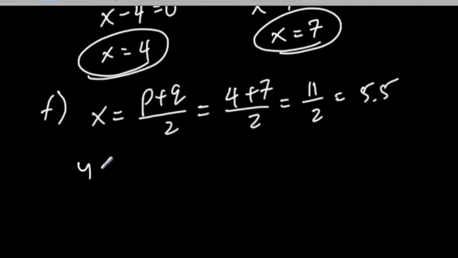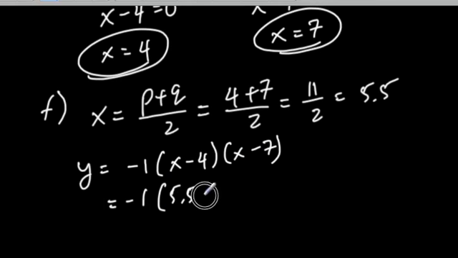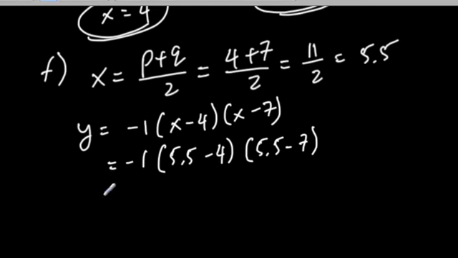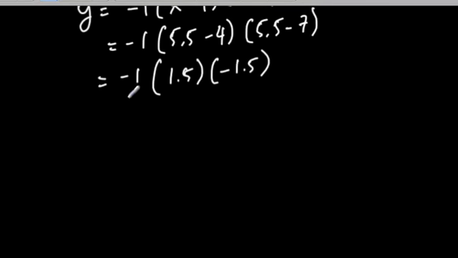Now if we want to find the y-coordinate, we simply take the x and plug it into the equation. So it's negative 1, x minus 4, x minus 7. And we're just going to take this 5.5 and plug it into each of these x's. So it's going to be negative 1, 5.5 minus 4, and 5.5 minus 7. Let me just scroll down here. So it's negative 1, 5.5 minus 4 is 1.5, and 5.5 minus 7 is negative 1.5, and that is going to be positive 2.25.